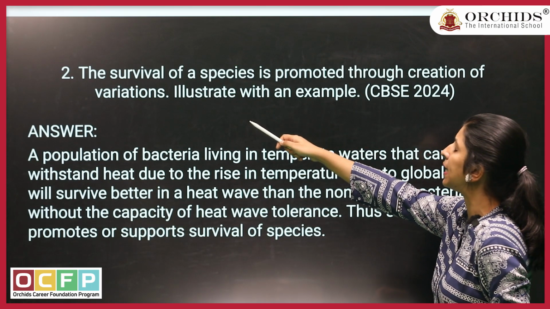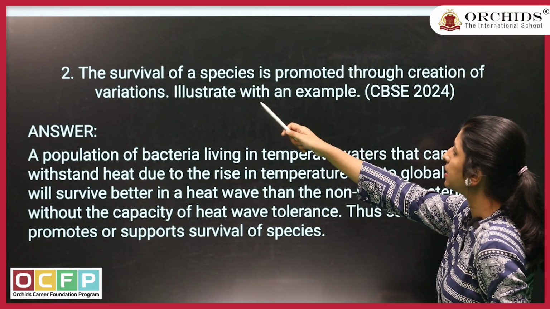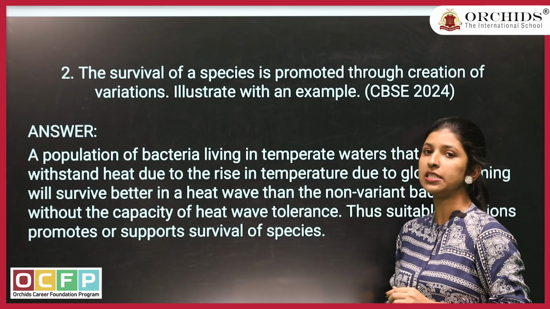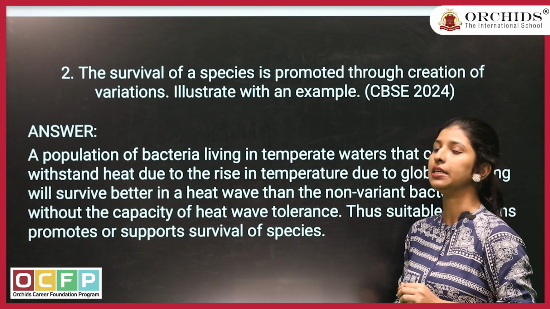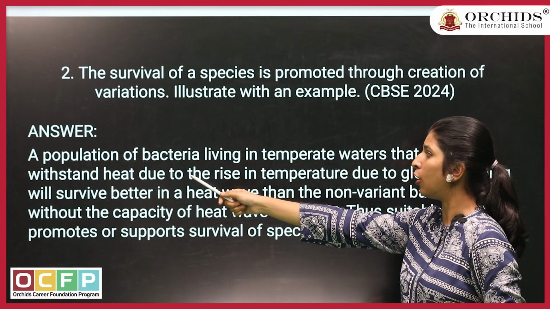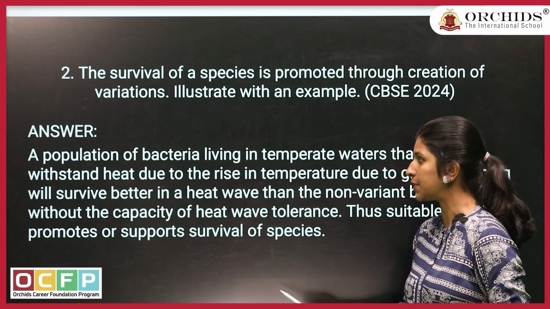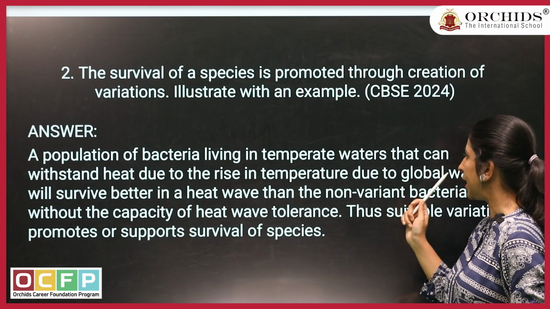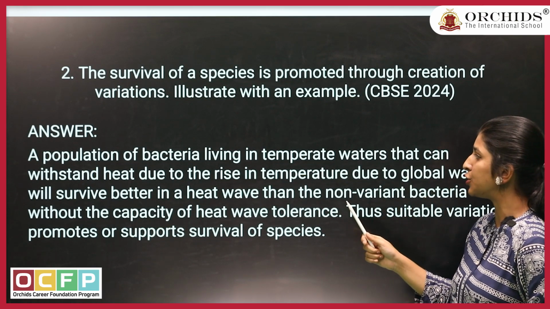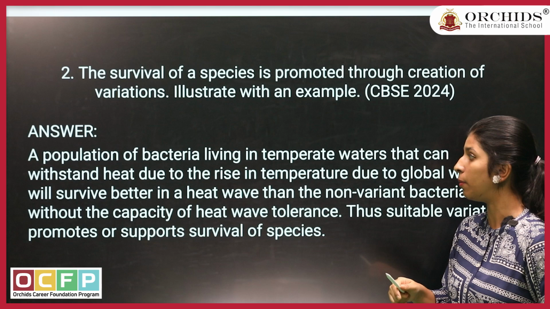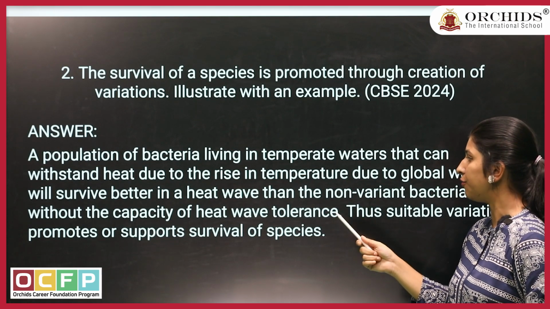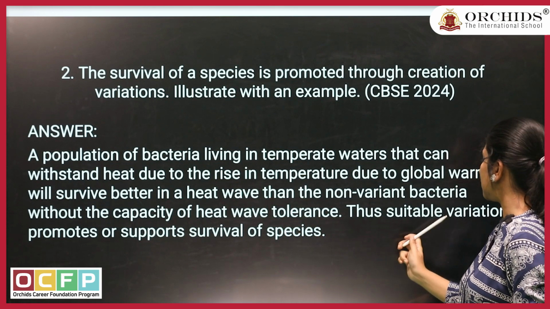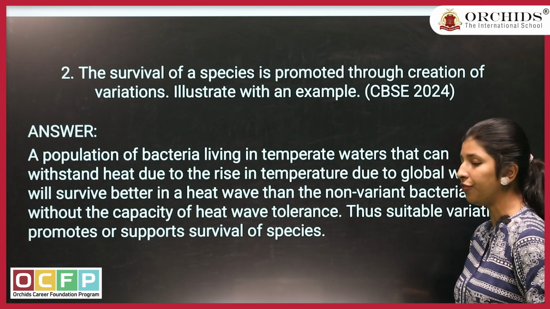We have to illustrate with an example that the survival of a species is promoted through the creation of variations. It's always safe to take the example that is given in the textbook. So we have the example of the population of bacteria given in the textbook, and it clearly says that the population of bacteria living in temperate waters that can withstand the heat due to the rise in temperatures because of global warming will survive better in a heat wave than the non-variant bacteria without the capacity of heat wave tolerance. Thus, suitable variations promote or support survival of species.